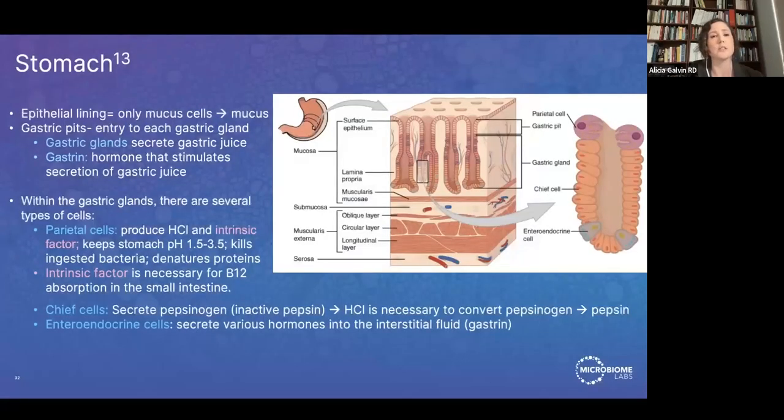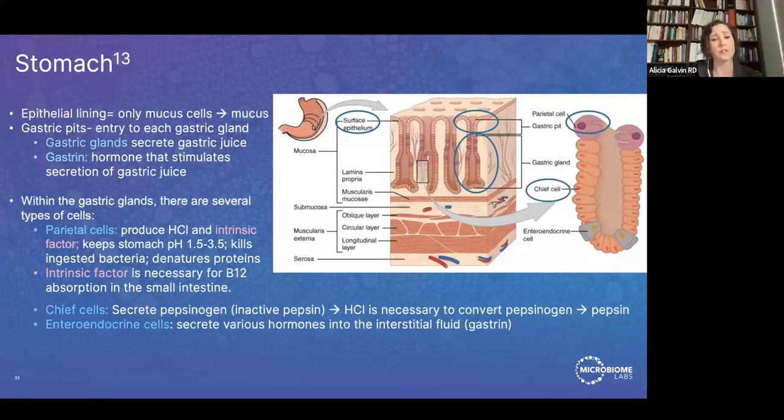So let's go through the stomach. Again, there's an epithelial lining, where we really only have mucus cells. We have a lot of mucus cells here, but we also have gastric pits, and these gastric pits basically lead to gastric glands. And these gastric glands are where we get that gastric juice. And the parietal cells, which is just kind of this little outset here. Parietal cells are what are going to make that stomach acid, and also intrinsic factor, which we have to have to bind to and absorb B12.